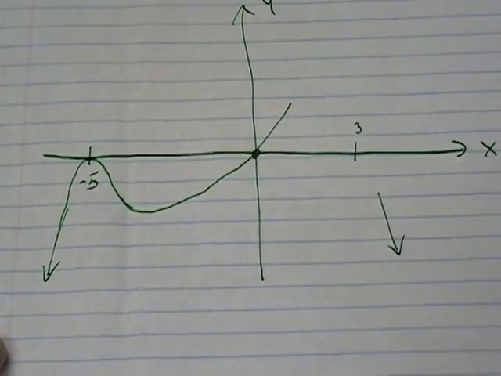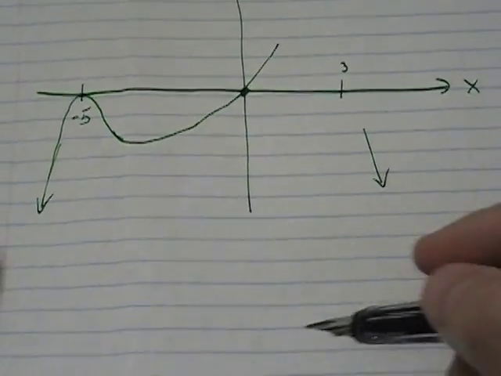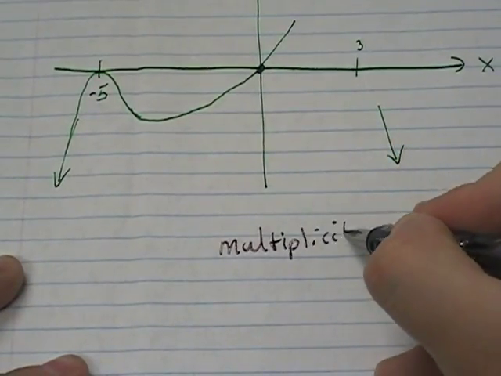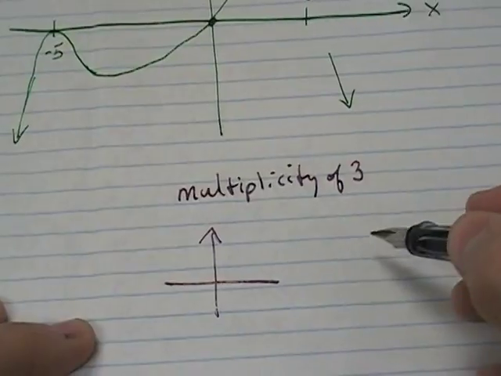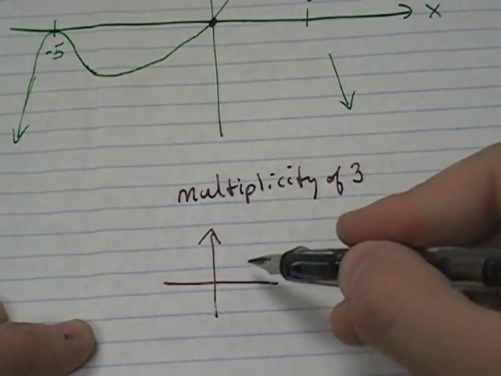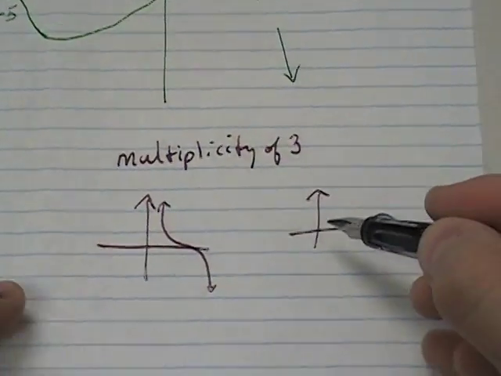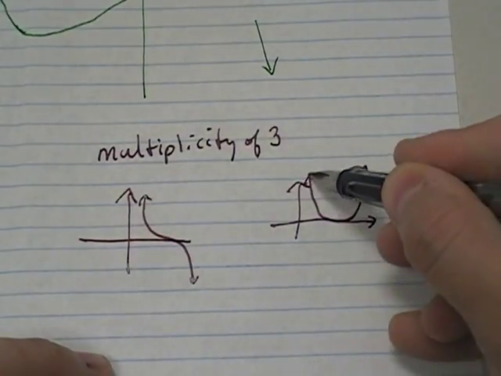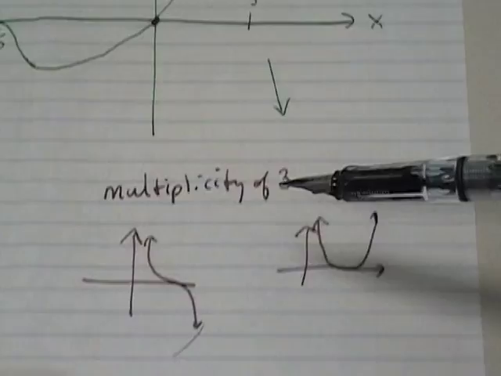Now, here's the thing about a multiplicity of 3 that I want you to understand. Multiplicity of 3 is called a tangent. And when you have a multiplicity of 3, you have two choices. It can either go like so, or it can go like so. And this behavior is basically determined by your end behavior.